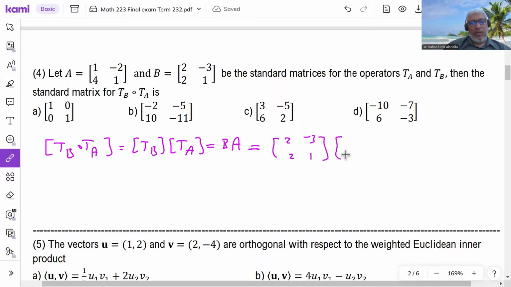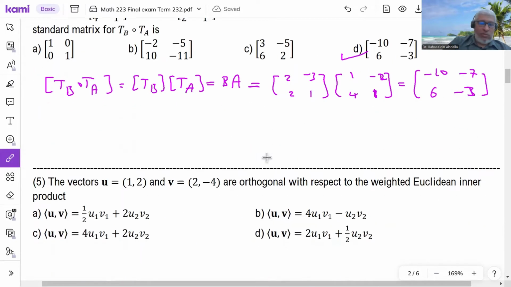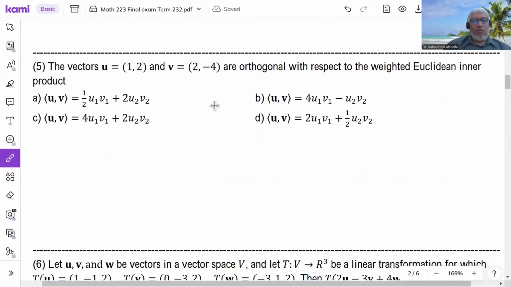Again here, multiplying A times B will not give you the correct answer because multiplication of matrices is not commutative. 2 times 1 minus 12, 2 minus 12 is -10. From here, immediately you can see that the correct answer is number 4. But if you want to continue, -4 minus 3 is -7. 2 plus 4 is 6. And -4 plus 1 is -3. So it's okay.